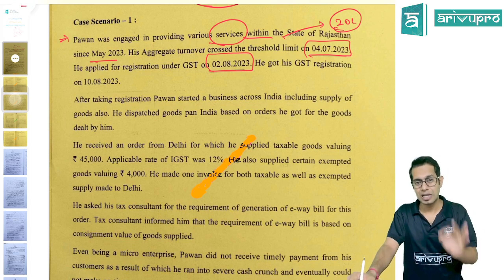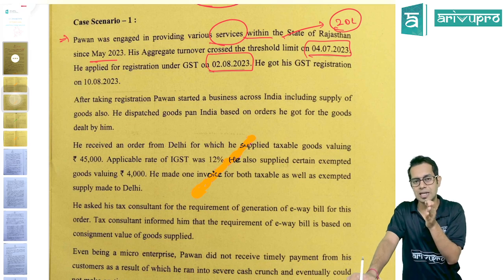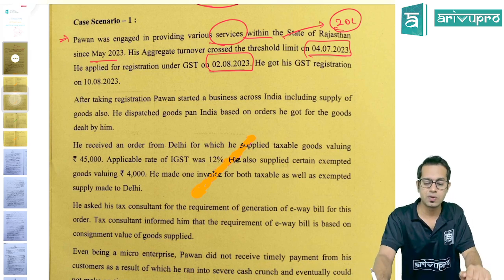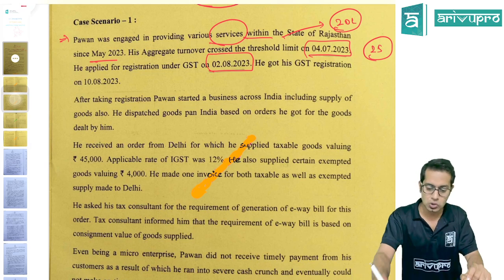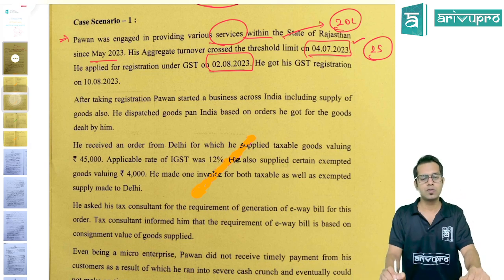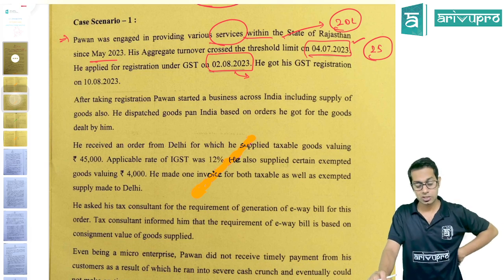So what is the provision telling? Once your aggregate turnover crosses this specific prescribed limit, then you should apply for registration. Section 25 says you should apply for registration within 30 days of becoming liable. So I was liable for registration on 4th of July, and I applied for registration on 2nd of August.